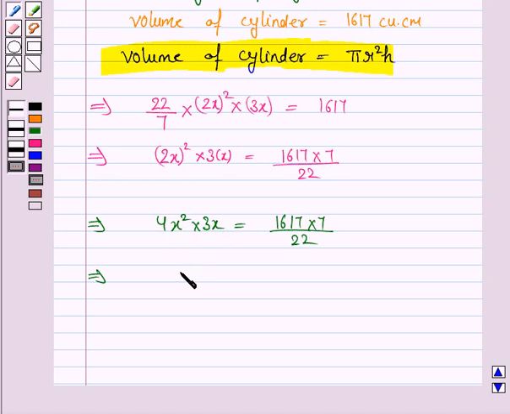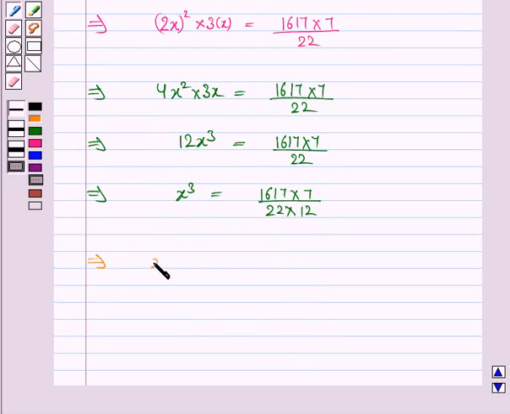x to the power 2 into x is x cube, so this becomes 12x cube is equal to 1617 into 7 upon 22, and this implies x cube is equal to 1617 into 7 upon 22 into 12. Now 1617 into 7 upon 22 can be written as 2 into 11, 12 can be written as 4 into 3. Now dividing 1617 by 11 gives us 147, and dividing 147 by 3 gives us 49.